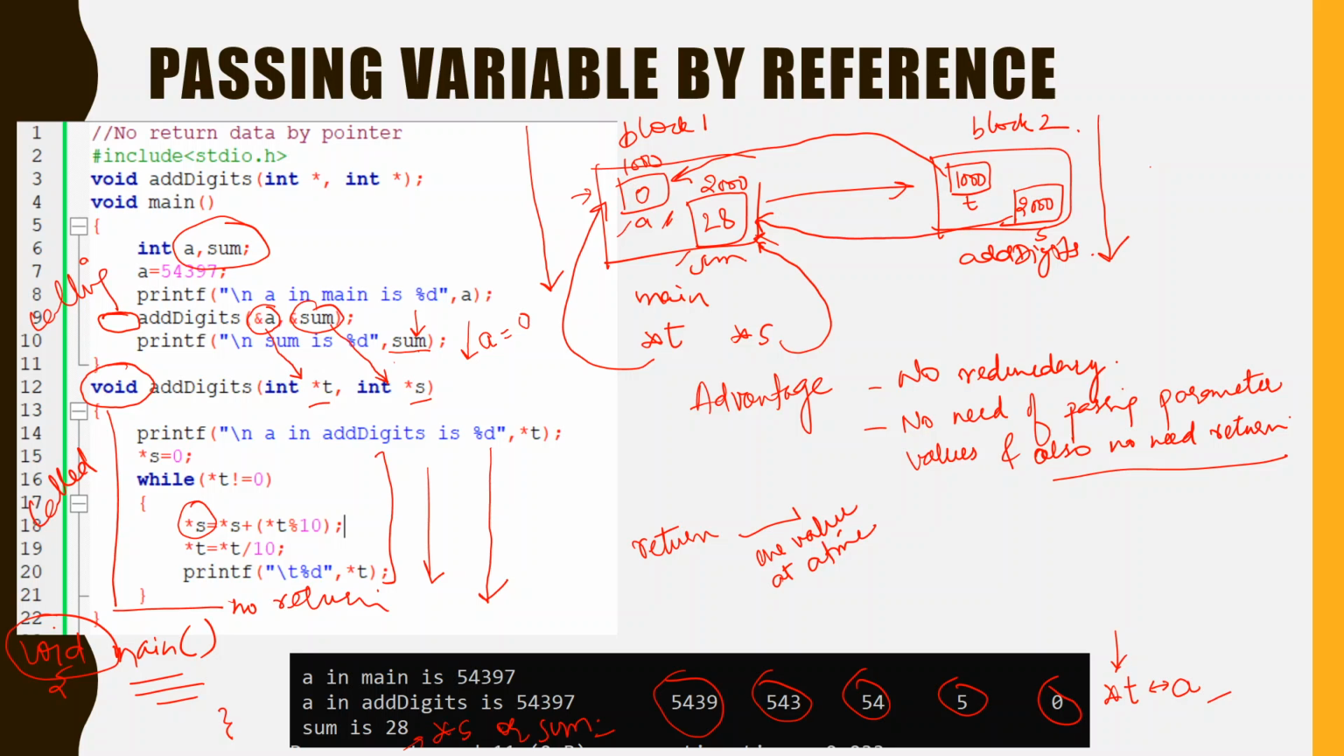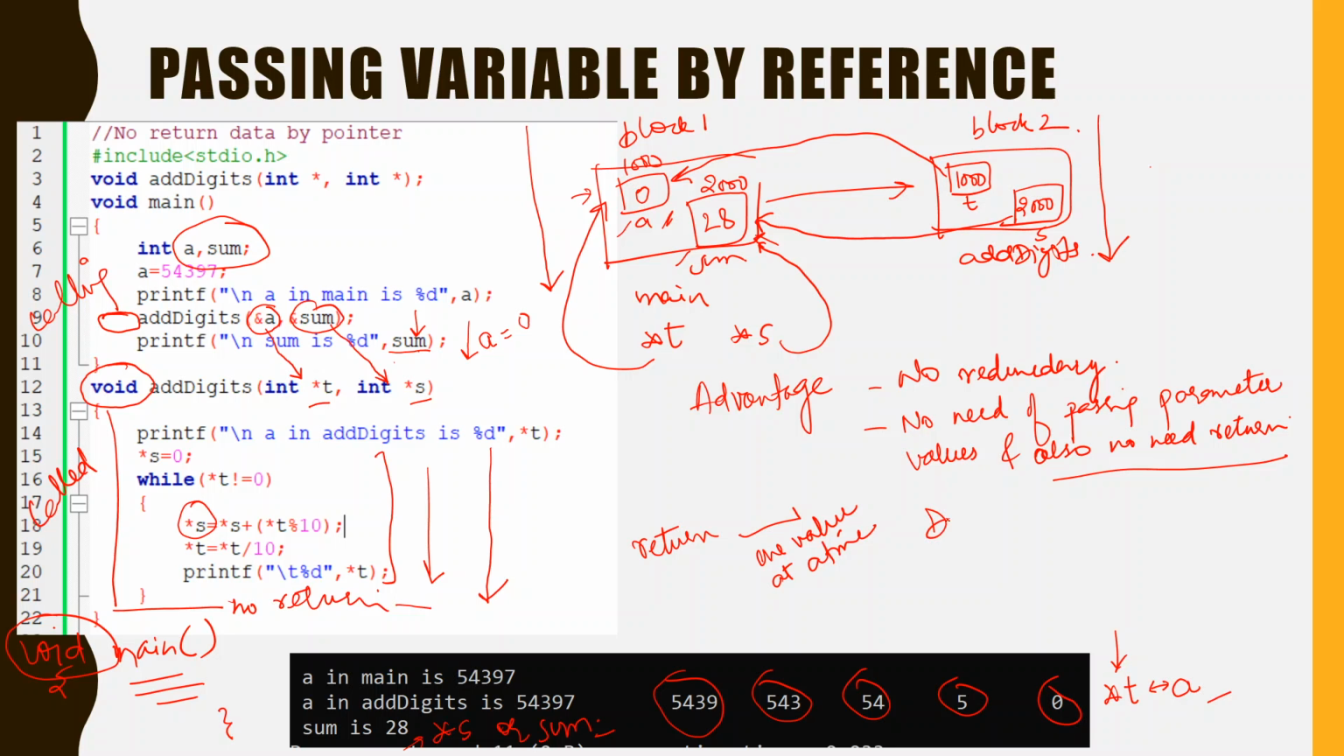So in this way we could return two values. With the help of passing variables by reference, you can virtually return multiple values. Actually you are returning nothing, but since you have been accessing all the required variables of the calling function, you can make changes in multiple values of the calling function. So in this way you can return multiple values. So this was the advantage.